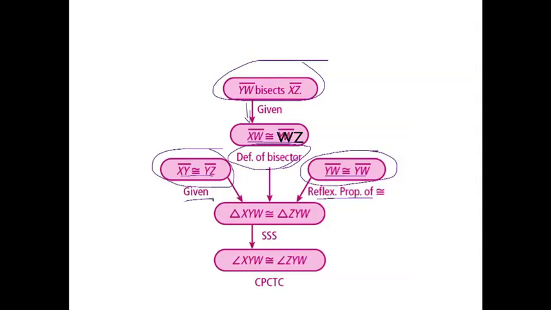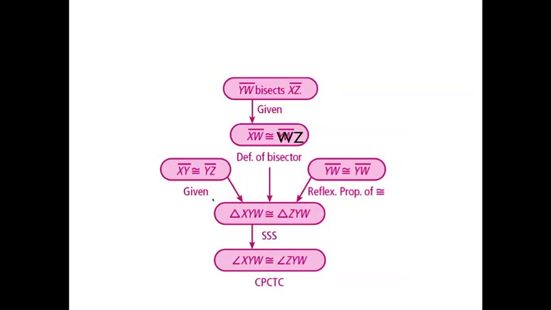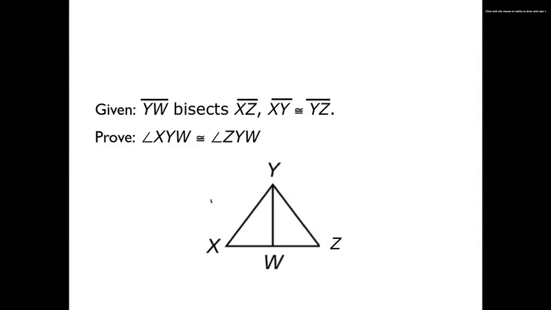So what we've just said, and I'm going to go back to the picture before so we don't get confused on this, is XY being congruent to YZ, XW being congruent to WZ, and YW being congruent to itself. That's what we've just stated with those three boxes that I had circled in the flowchart proof. And so that's going to allow us to make the statement that the triangle on the left, XYW, and the triangle on the right, ZYW, are congruent to each other.